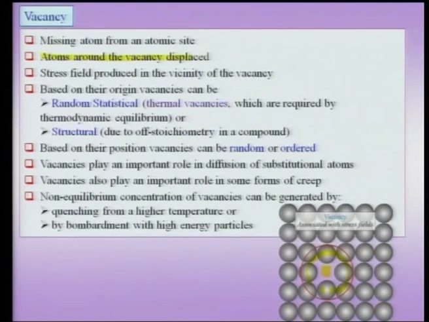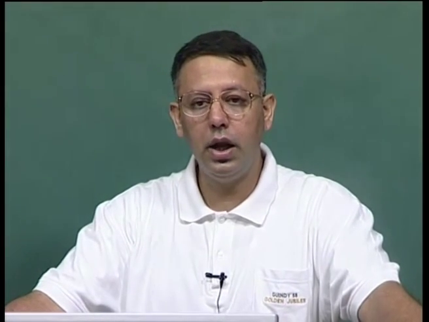I only need to revise that vacancies can be random or statistical, or structural, and we have seen these aspects, so I need not go over them. The important role of vacancies is in diffusion of substitutional atoms, and this is very important. For instance, suppose I need to dope silicon with some dopant to make it a p type or n type semiconductor, then often the diffusion of this species into silicon will take place through vacancy migration.